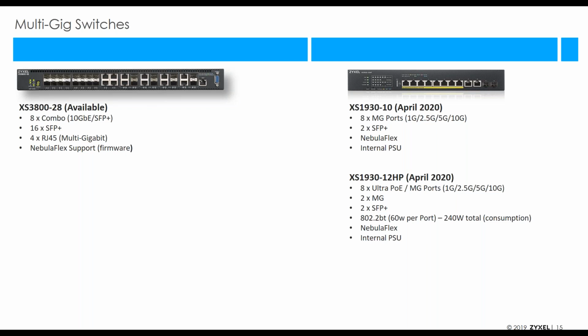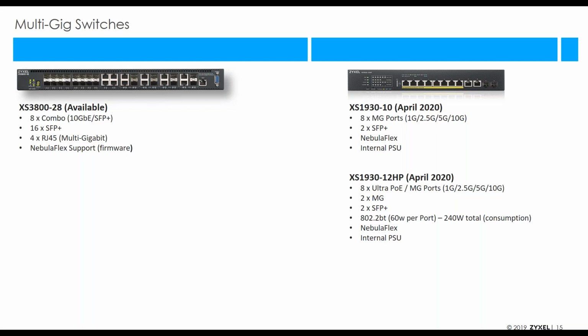So the XS1930-10 and then the 1930-12HP. These are both multi-gig switches, both available on Nebula Flex. The 12HP will give you 8 Ultra PoE ports. So in essence, you'll be able to power 8 AX access points and benefit from the 2.5 gig port and the 5 gig port. And it comes with a nice healthy budget of 240 watts as well. It's got an internal PSU, so you haven't got any external PSU or additional cable that you need to tidy up in your cabinet.